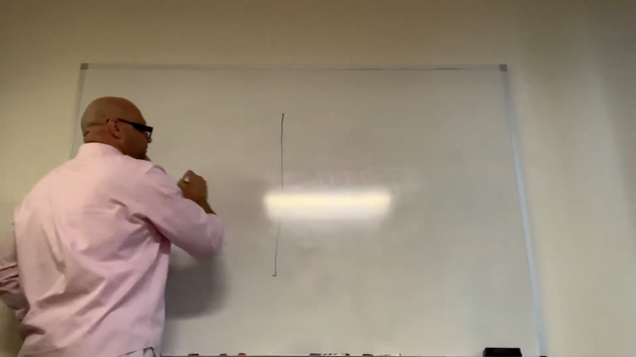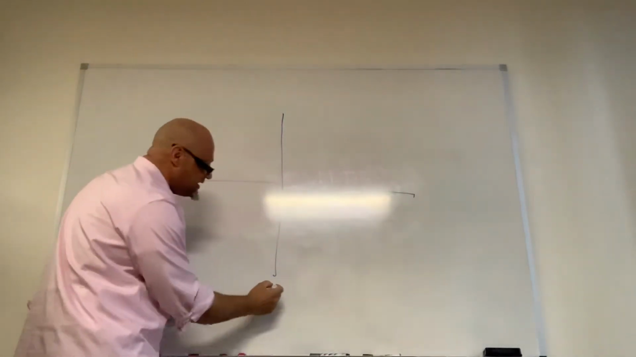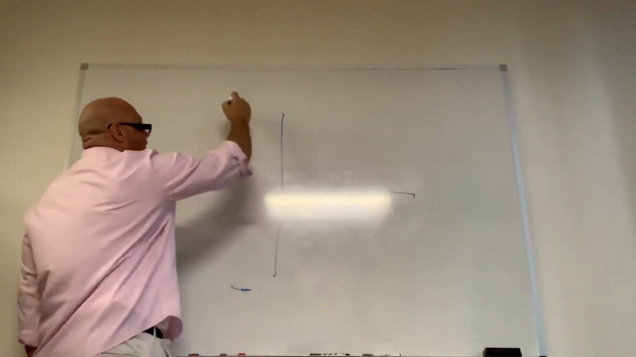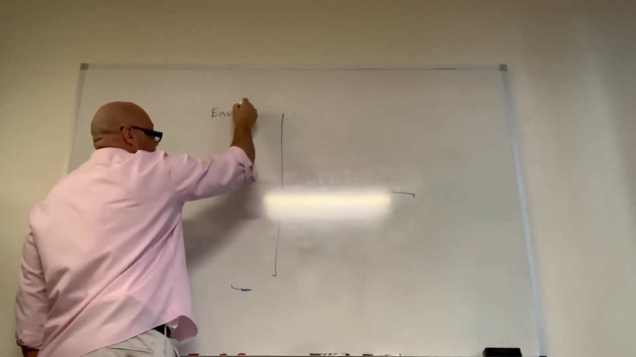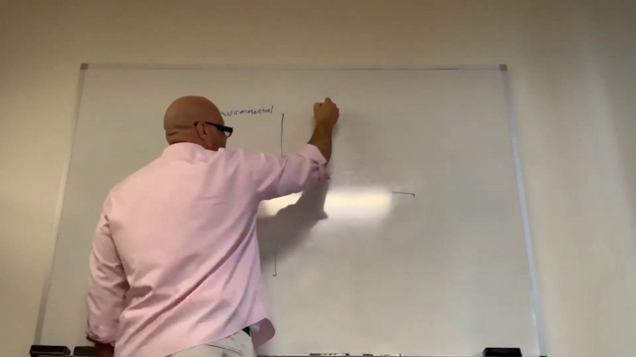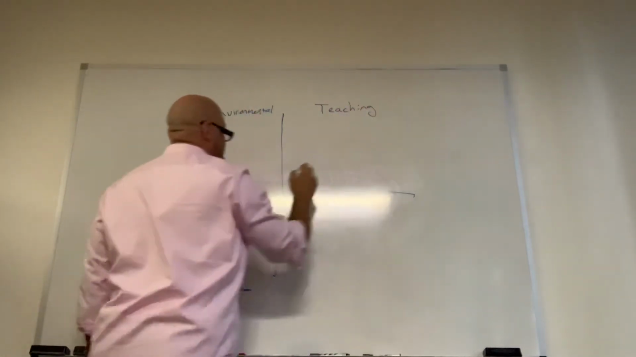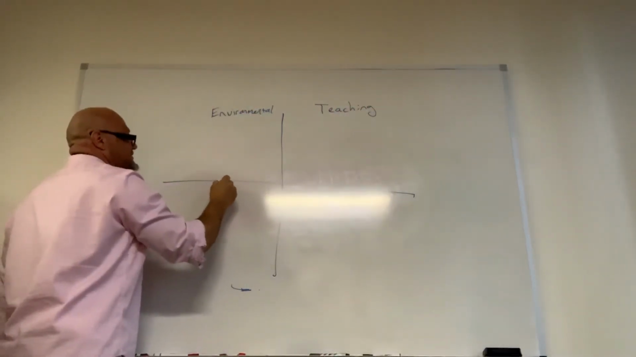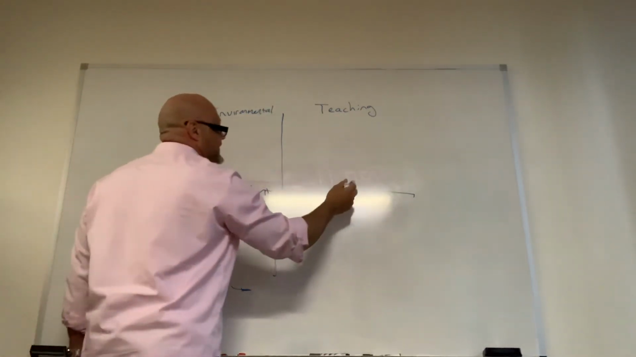So your page, you'll have a line going down this way, a line across. You're going to put your hypothesis statement down at the bottom here. And I want you to label: environmental, teaching, antecedent, and reinforce.